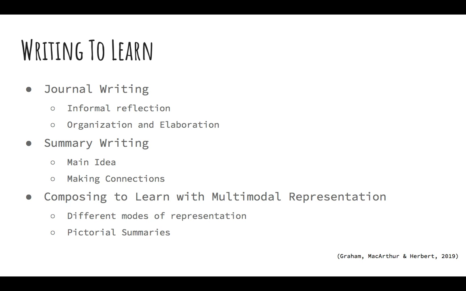As a resource room teacher, when I was learning about writing to learn, I found that the areas that I do, but I need to strengthen with my students is journal writing, summary writing, and composing to learn with multimodal representation. For the journal writing, it's a good way for my students to start to learn how to record their thinking. It's an informal reflection of what they have going on and what they're learning, and it allows them to organize their thoughts and elaborate so they can start thinking about what they might need help with and write that down while they're journal writing.